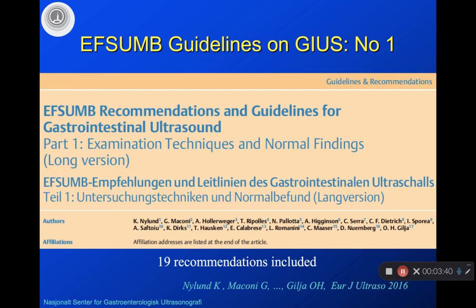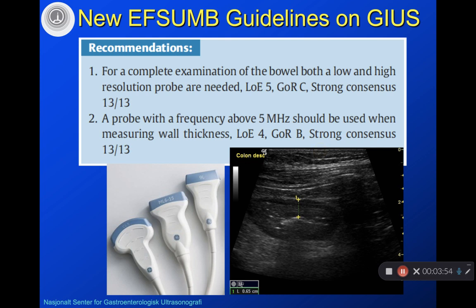The first EFSUMB guideline on GIUS was on methodology, and I will start by giving you some points from this lecture. 19 recommendations were included in this one, published in 2016. As a basis for GIUS scanning, you have to use two different transducers. A low-frequency curvilinear array we use to get an overview of the abdominal content, also bowels in relation to other organ systems. But if we want to do detailed scanning of the GI wall, characterizing the different wall layers, we need to use a high-frequency linear scan head.